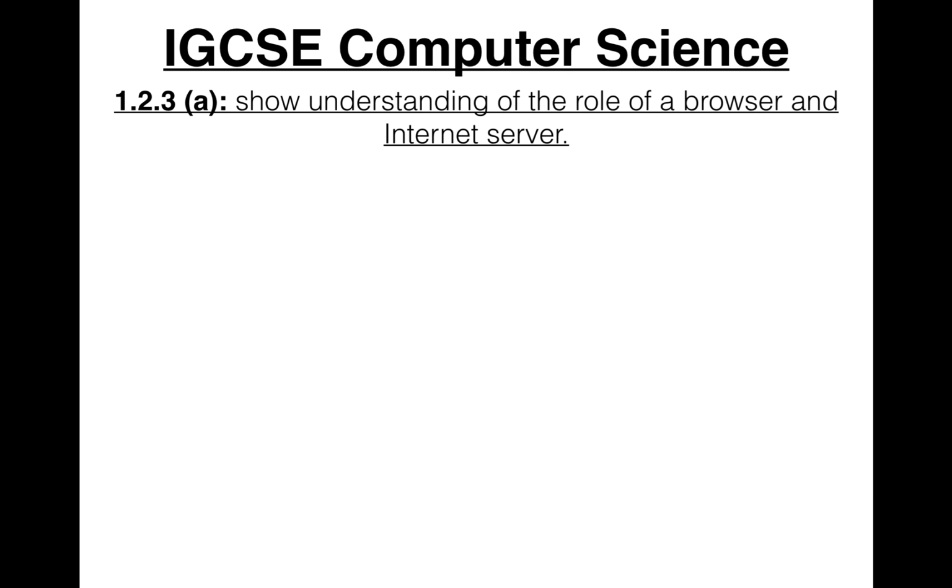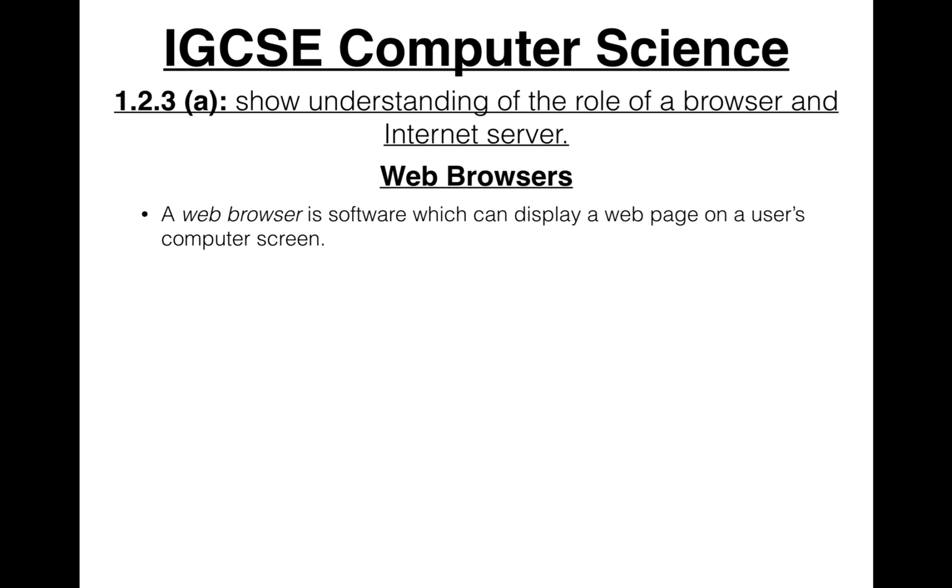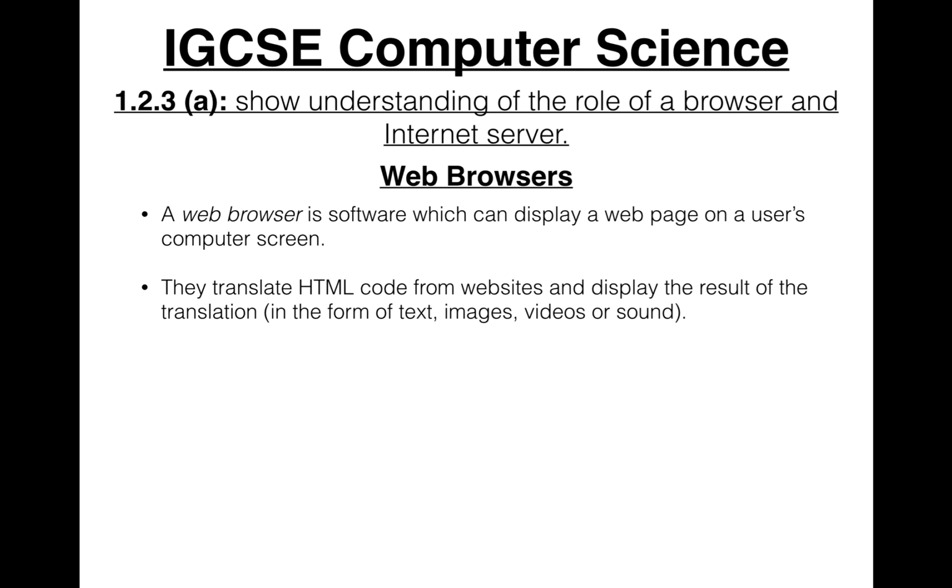But this is just to help you get a basic understanding of how the internet works. So, starting with the browser and internet server. A web browser is software which can display a web page on a user's computer screen. Web browsers include Google Chrome, Safari, Firefox, and Internet Explorer. They translate HTML code from websites and display the result of the translation in the form of text, images, videos, or sound.